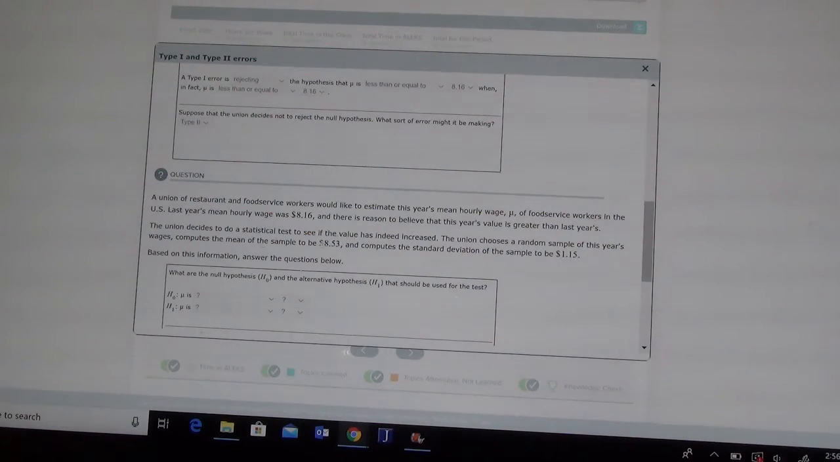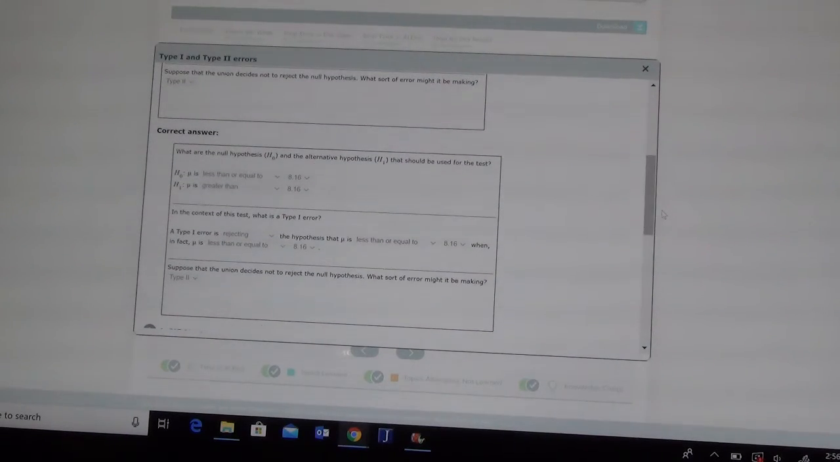It says in this case that a union of restaurant and food service workers would like to estimate this year's mean hourly wage of food service workers in the U.S. Last year's mean hourly wage was $8.16. And there is reason to believe that this year's value is greater than. So the greater than is going to be your alternative hypothesis, so the less than or equal to would be your null hypothesis, because the equal to always has to be the null. So in my correct answer here, you can see my alternative hypothesis was the greater than, my null was the less than or equal to.